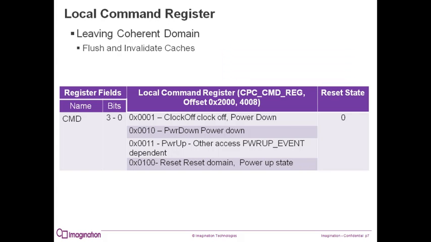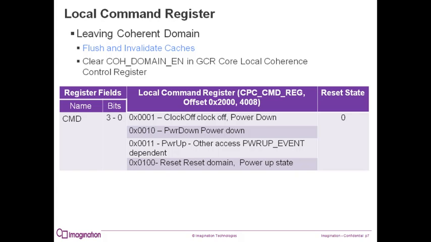If the target processor is in a coherent domain, all the cache lines of the processor must first be flushed and invalidated in order to maintain data integrity. Then it can remove itself from the domain by clearing the GCR local coherence control register. Clearing this register disables interventions from other cores and removes the processor from the coherent domain. In addition to this, the OS may require saving of the processor state, especially if the processor is going to be powered down.